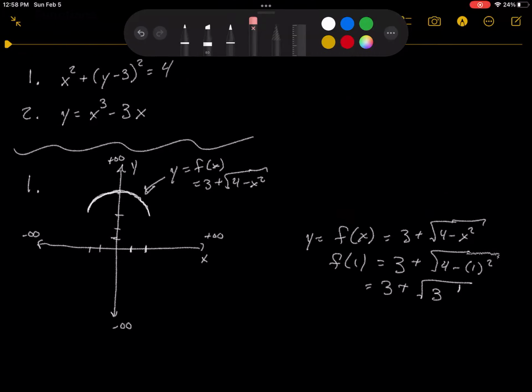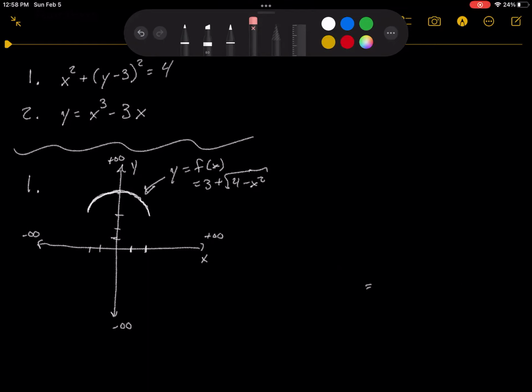So first, let's think about the domain, right? Every function has a domain and a range. So what kind of x values does this function accept? Well, seemingly, it exists over these x values, all the x values from -2 to 2. And let's show ourselves that.